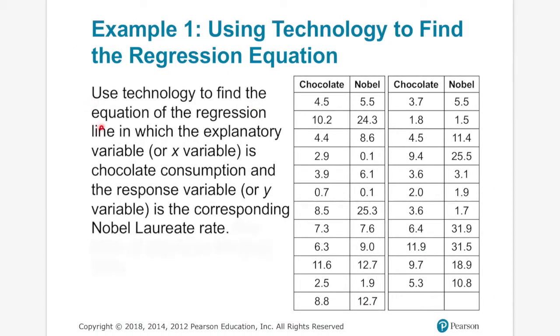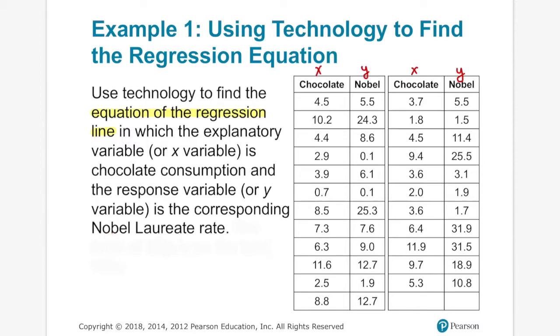Example 1. Use technology to find the equation of the regression line in which the explanatory variable, or x variable, is the chocolate consumption and the response variable, or y variable, is the corresponding Nobel laureate rate. To find the regression line, it is very important to have the correct x and correct y. In this case, they say x is the chocolate consumption and y is the Nobel rate.